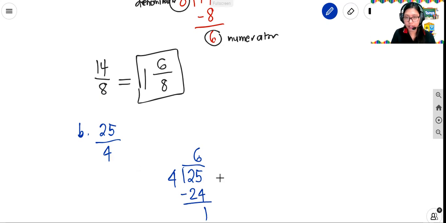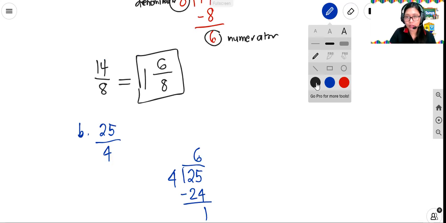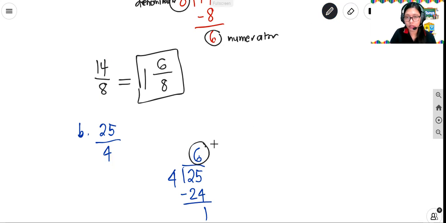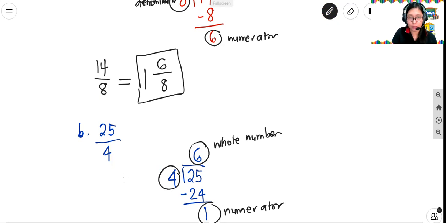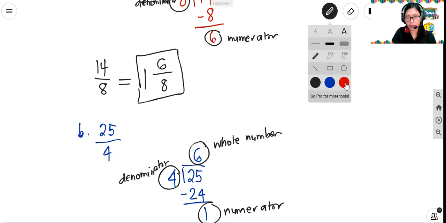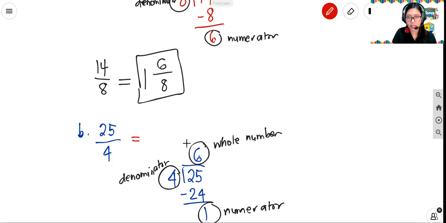No more number on the right. Therefore, the answer on top would be my whole number. The remainder will be my numerator. And the one that we use for division, or the divisor, would be the denominator. Hence, our answer is 25 over 4 is equal to 6 and 1 over 4.